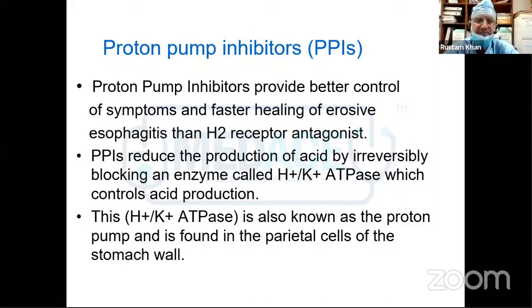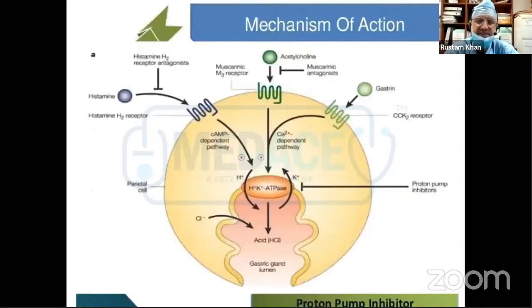Coming to the third group, proton pump inhibitor. Proton pump inhibitor provide better control of symptom and faster healing of the erosive esophagitis than H2 receptor antagonist. PPI reduce the production of acid by irreversibly blocking the enzyme called hydrogen potassium ATPase, which controls acid production. And hydrogen potassium ATPase is also called proton pump, and it is found on the parietal cell of the stomach.